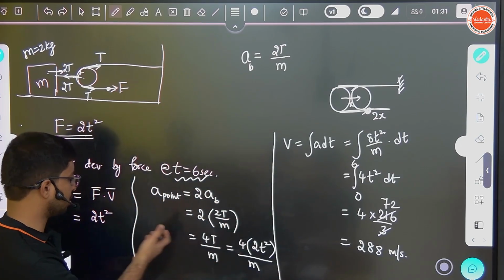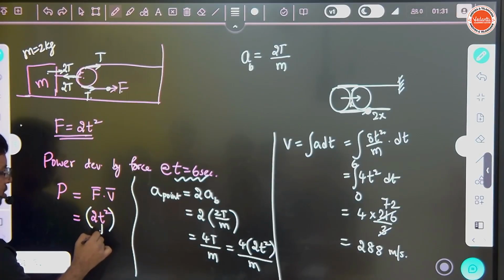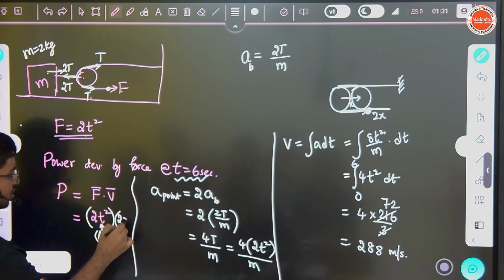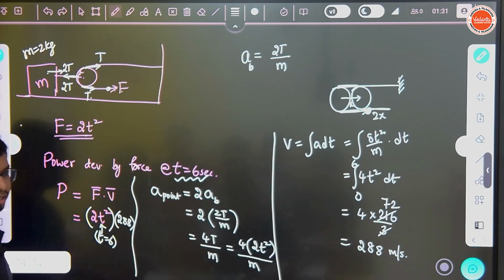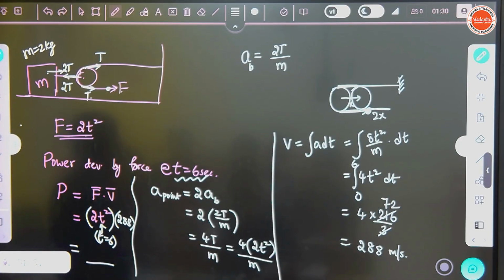Directly substitute over here. So this is here 2t square. Substitute t is equal to 6 over here and multiply with the velocity which is 288. Clear? So I think you can take care of the calculation. Understood now? Any doubts? Clear? Okay.